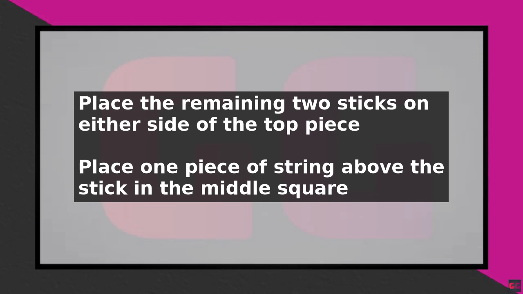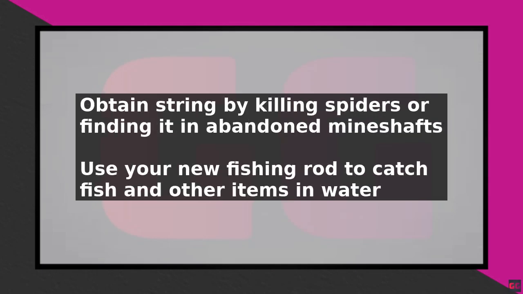This configuration will create a fishing rod, which you can then use to fish in any body of water in the game. It is essential to note that you can obtain string by killing spiders or by finding it in abandoned mine shafts. Sticks can be crafted from wood or found on the ground.